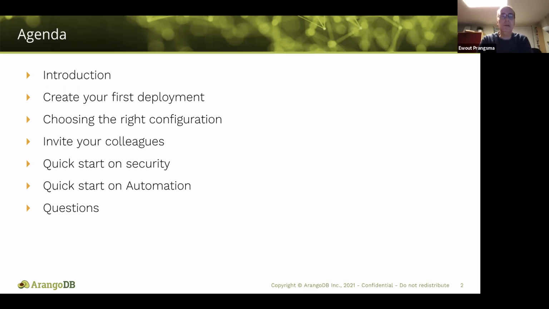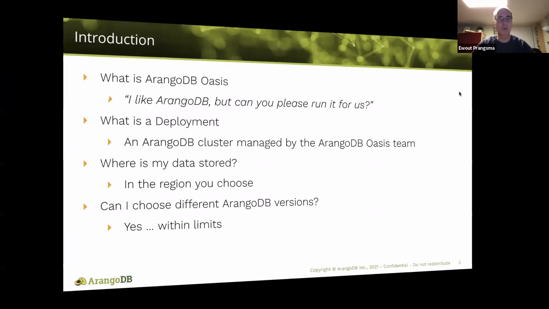Then we're going to talk about how you can invite your colleagues, your co-workers, your freelancers, whatever you have, so that you can work together on your ArangoDB data. And finally, we're going to hit two, let's say, introductory slides, one on security and one on automation. And I want to already say it's really a quick start. We don't have the time today, and it's not the target of today to really dive into that deeply. If you want to know more, just get in touch with us. That's always possible. So with that said, let's get started with the actual stuff.